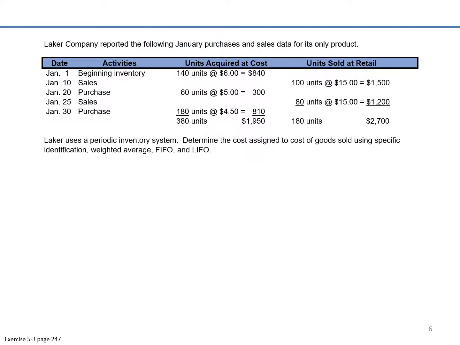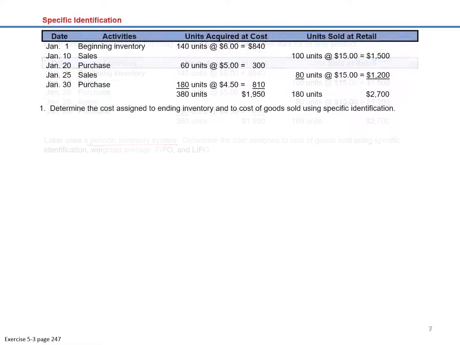All right, so moving on to the next problem. Laker Company reported the following January purchases and sales for its only product. They use the periodic inventory system, so that means they're valuing items at the end of the period. And they ask us to determine the cost assigned to the goods sold using the specific identification, weighted average, LIFO, and FIFO methods. Okay, so under the specific identification method, they want us to determine the cost assigned to ending inventory and to cost of goods sold.